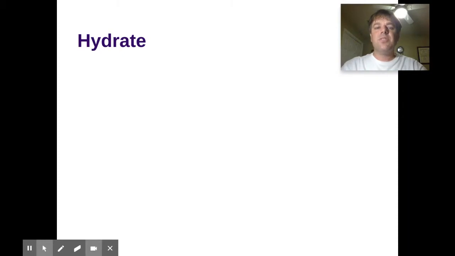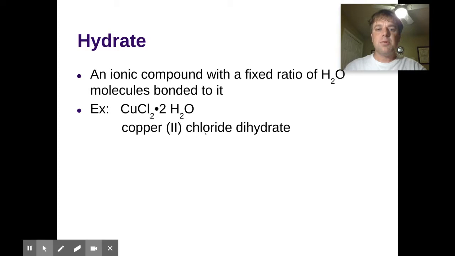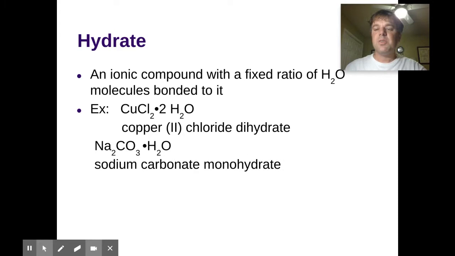Today's lesson, we're going to pick up with something called hydrates, and this is going to be a variation on the empirical formula problems. So a hydrate is an ionic compound that has a fixed ratio of water molecules bonded to it. For example, copper 2 chloride can be a dihydrate where it's got two water molecules bonded to it. It's called copper 2 chloride dihydrate. You can have sodium carbonate with one water bonded to it, sodium carbonate monohydrate. Or cobalt 2 chloride with six waters bonded to it is called cobalt 2 chloride hexahydrate.